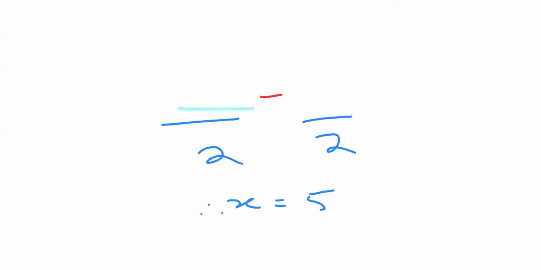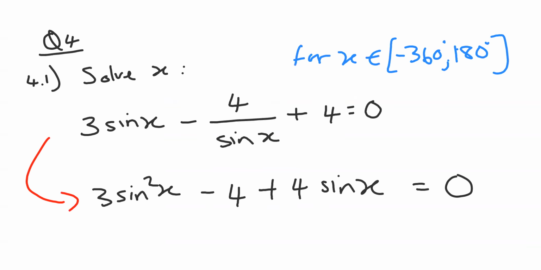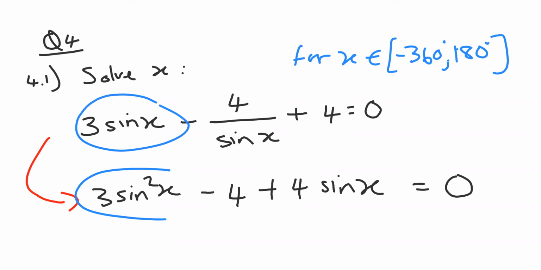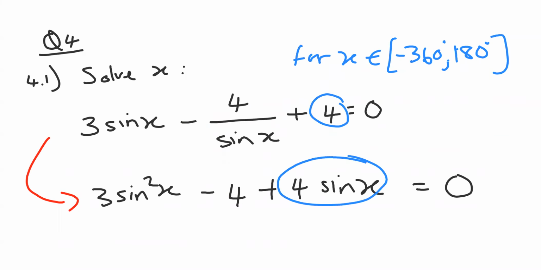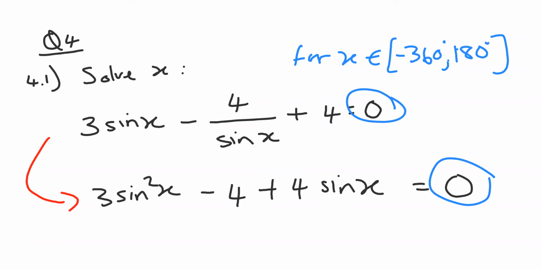Now, what I've done in that question is I've just multiplied everything by sine x. Okay. So I've just multiplied this by a sine x. And so we got 3 sine x squared. Then I multiplied this by a sine x. And that just left me with the 4. And then I multiplied this 4 by a sine x. And we got 4 sine x. Okay. And we even multiplied the 0 by a sine x, but it stayed 0.